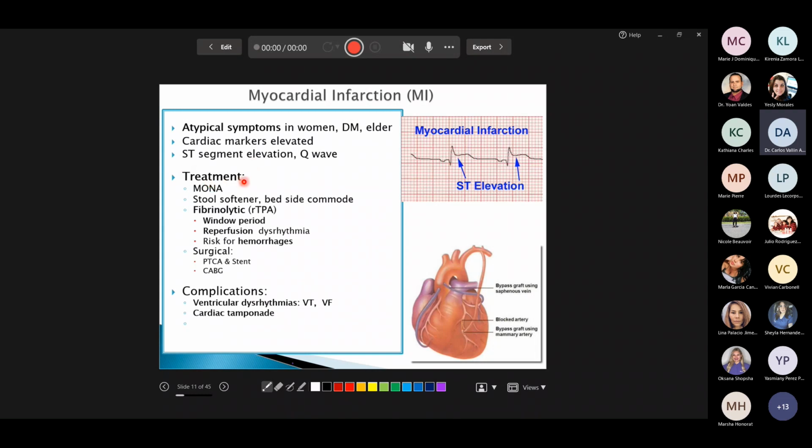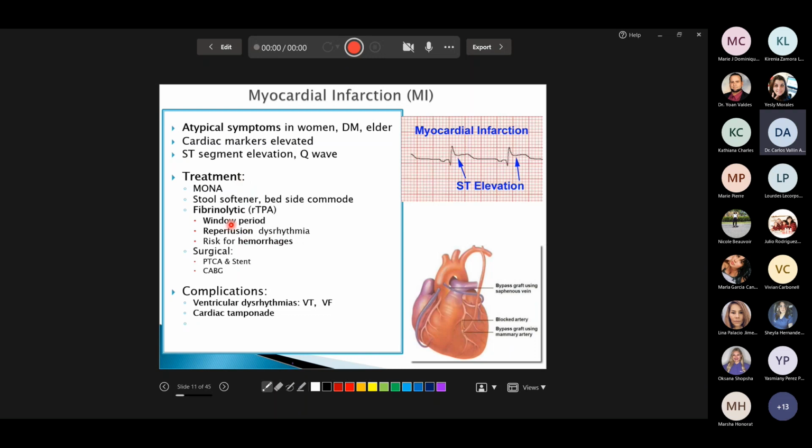And when we give oxygen, only, O-N-L-Y, only if the O2 saturation of the patient is below 95%. Evidence demonstrated that giving oxygen as a routine in myocardial infarction increases mortality. So giving oxygen to all the clients is no. So only oxygen is given if the O2 saturation is below 95%.